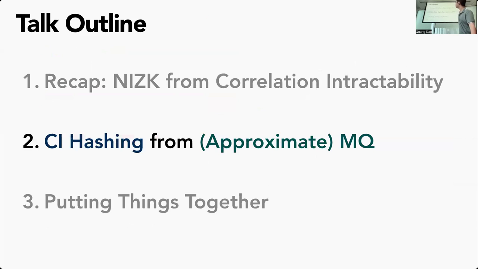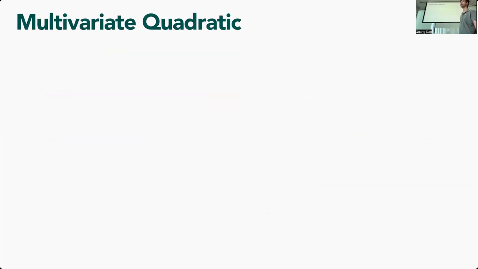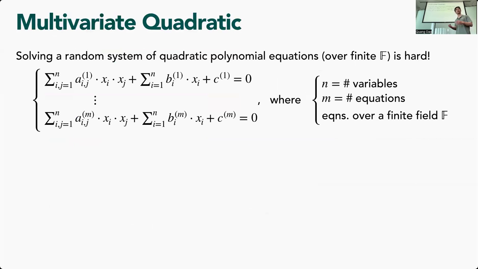Cool. So this brings us to our second part of the talk, which is how we build the CI hash. But before that, let me mention this assumption that I have been hiding from you all along. And this assumption is actually extremely simple. It just says that if you have a system of quadratic equations over some finite field, then solving this system of equations when the coefficients are chosen at random is a difficult problem. Okay, this is all it is.